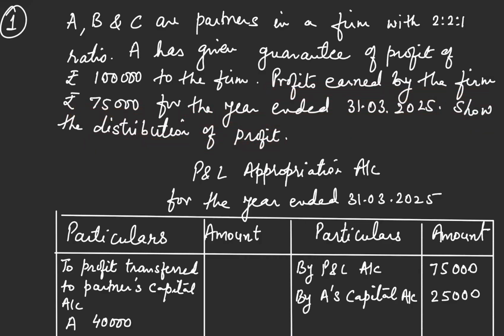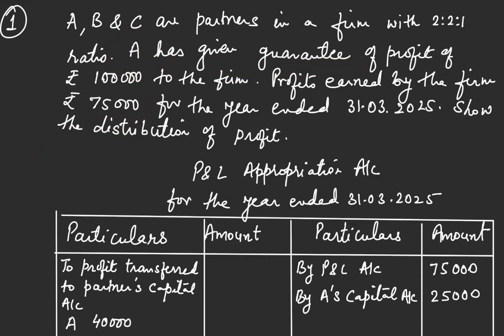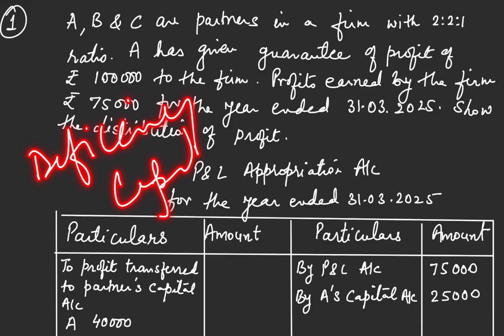So if we just analyze the question, we find that the minimum amount of guarantee is rupees 1 lakh, whereas the profit earned by the firm is rupees 75,000. So here is a deficiency of 25,000. Right, this deficiency of 25,000 will be borne by A because he has given the guarantee. Now in this type of question, where a partner gives the guarantee to the firm, the deficiency amount is borne in terms of the capital account.